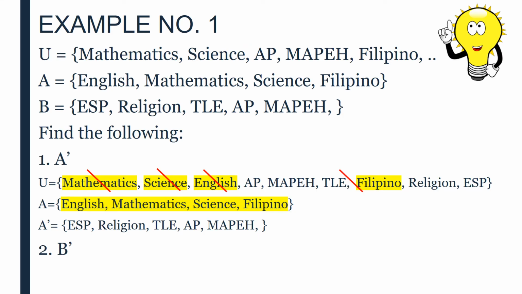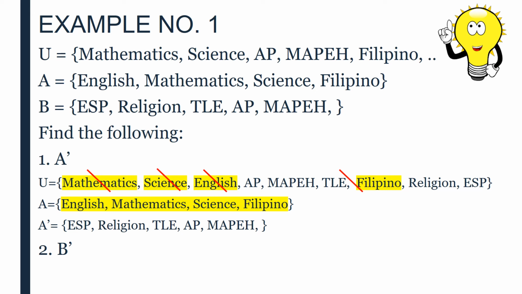Example number 1, so yung ating universal set, lahat ng elements ng set A at set B. Okay? Ano-ano ba yun? English, Mathematics, Science, Filipino, ESP, Religion, TLE, AP, and MAPE. Okay, now number 1, kukunin natin yung A prime.